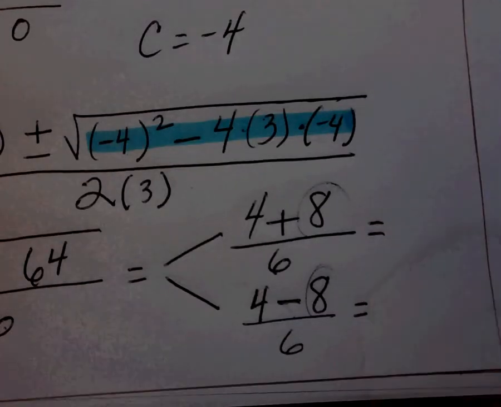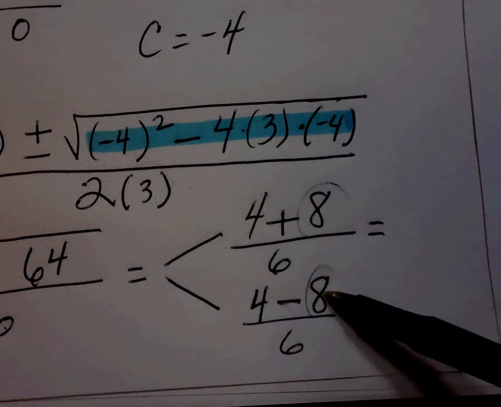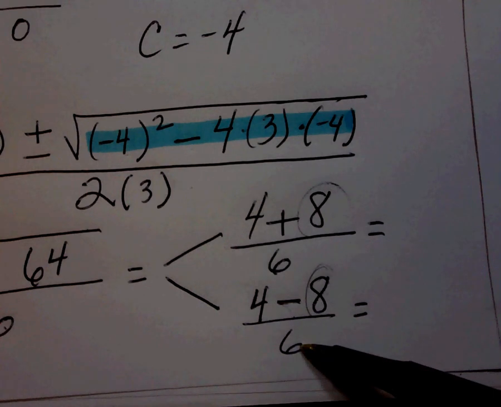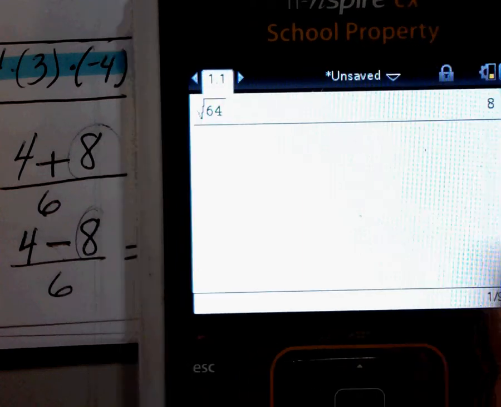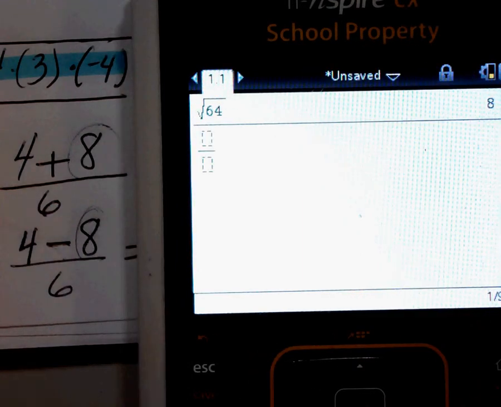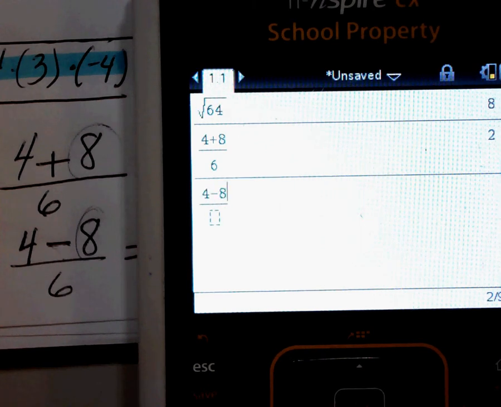Now we finish. So this is 12 divided by 6, which is 2. This is negative 4 divided by 6, which should be negative 2/3. If you have problems figuring that out, you can go to the calculator and type control divide 4 plus 8 divided by 6. It gives you 2. And then you could do control divide negative 4 minus 8. Forgot my control divide. 4 minus 8 over 6. And it gives me negative 2/3.